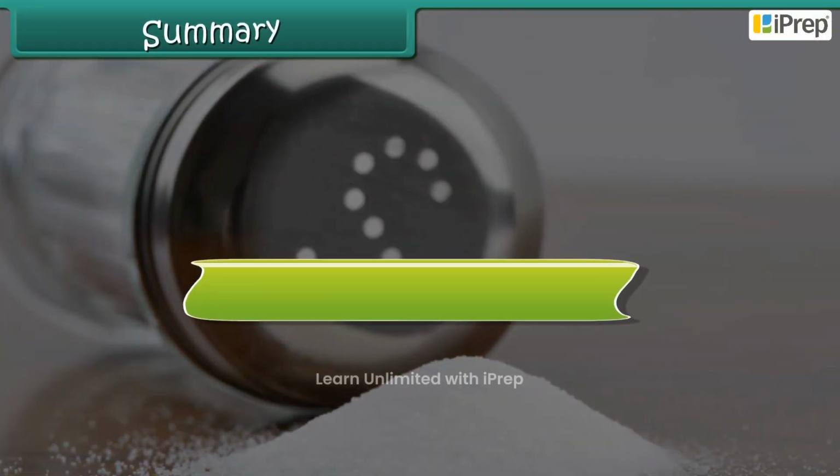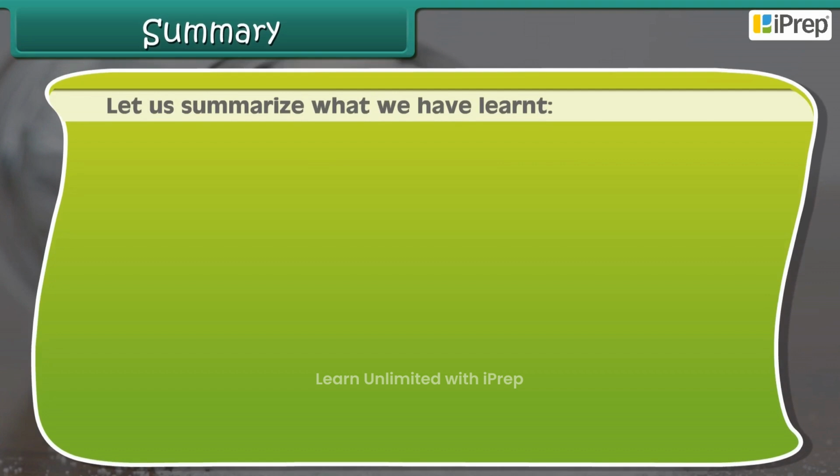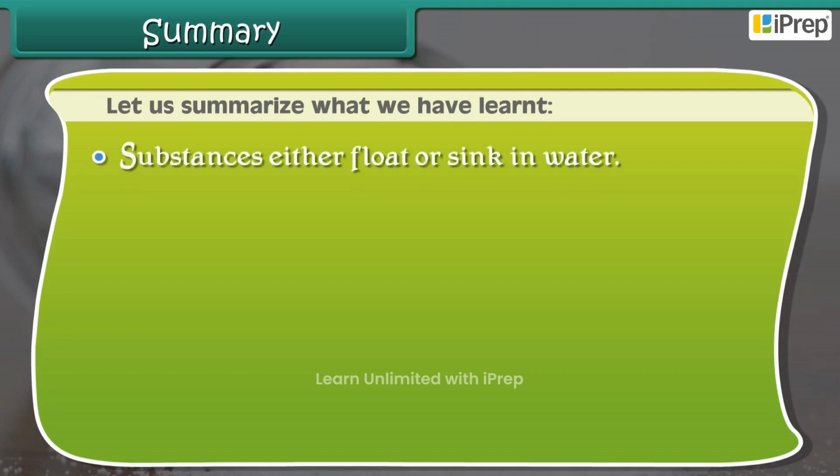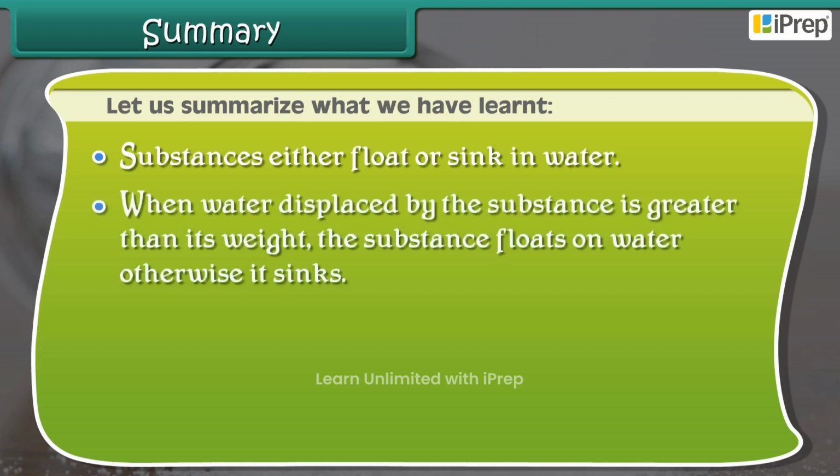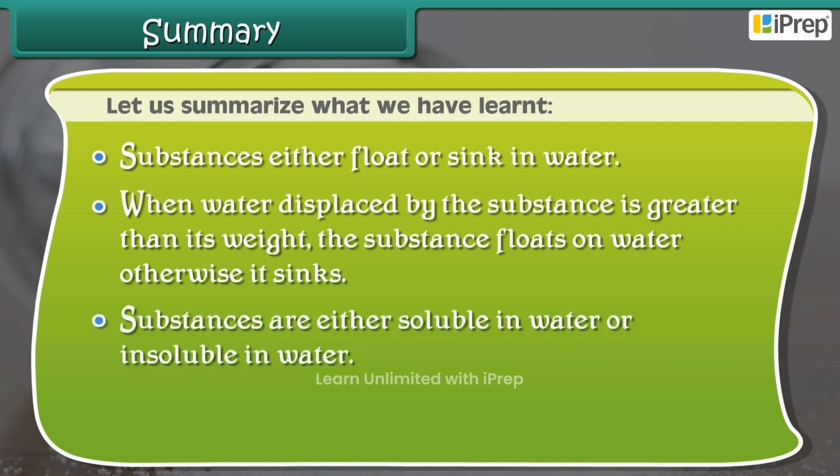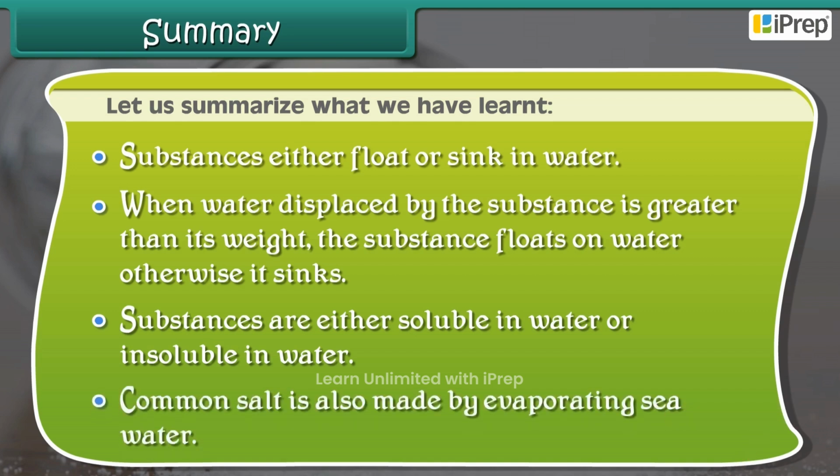Summary. Let us summarize what we have learned. Substances either float or sink in water. When water displaced by the substance is greater than its weight, the substance floats on water, otherwise it sinks. Substances are either soluble in water or insoluble in water. Common salt is also made by evaporating seawater.